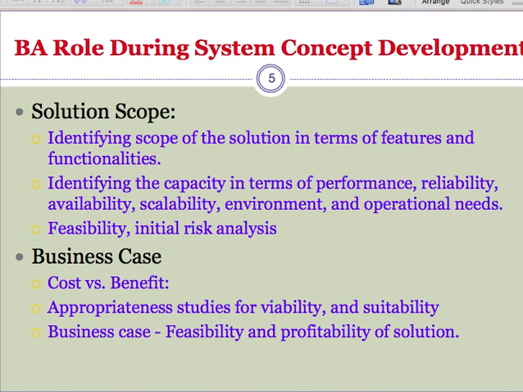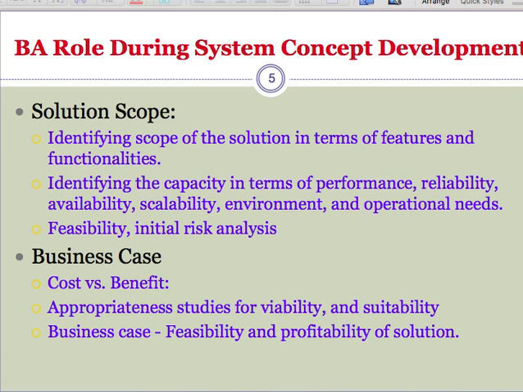Okay. Now, what is the role of the business analyst during this stage? It is to identify the scope of the solution in terms of features and functionalities, and identify the capacities in terms of performance, reliability, availability, scalability, environment and operational needs. That's again a high level non-functional requirement, plus feasibility and the initial risk analysis. So these are what he or she will have to define. At a later stage, we will see what the vision and scope document will look like.